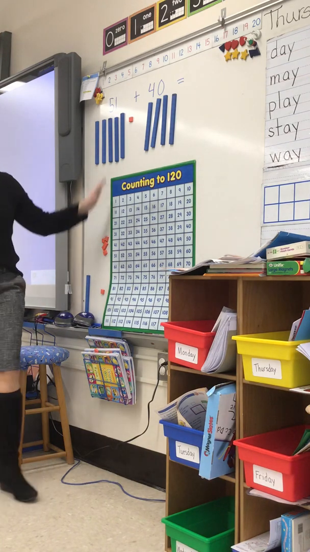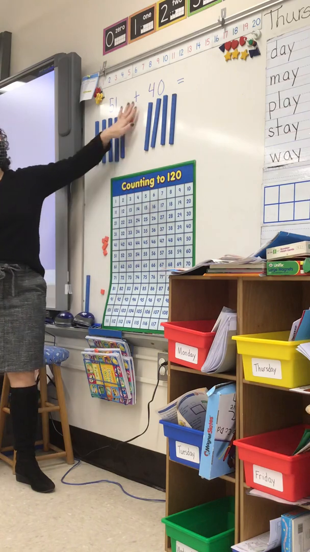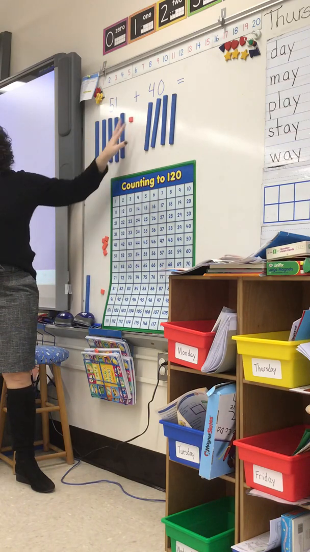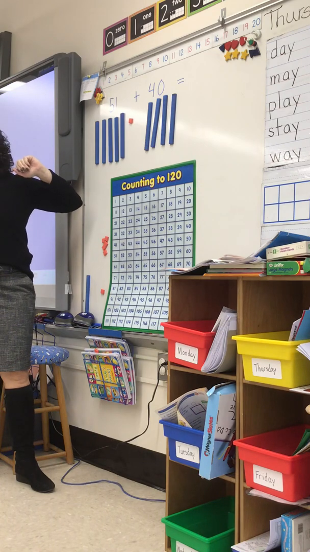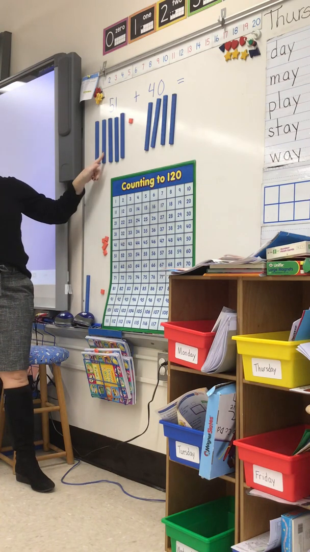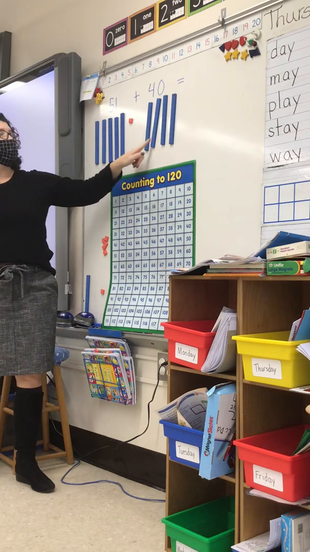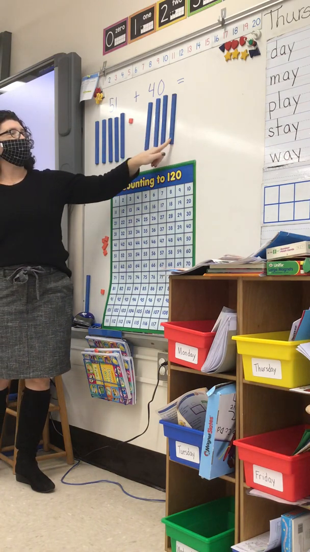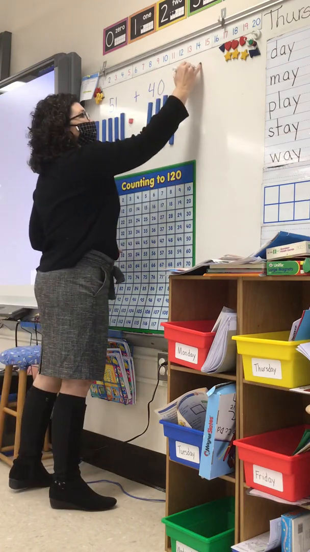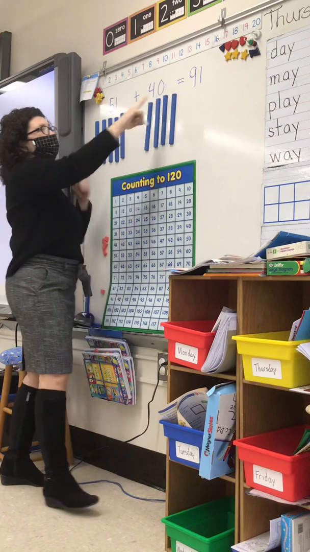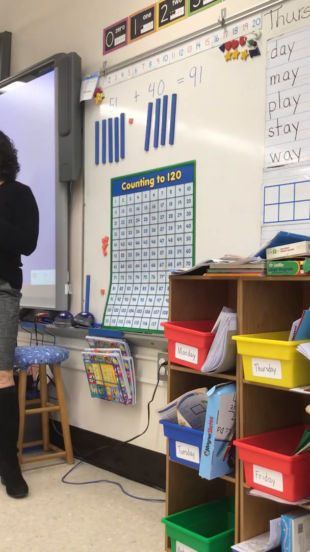Okay, now when we put these two groups together, we have the plus sign there. We're going to count the 10s first, then the 1. Everybody touch and count with me. Ready? 10, 20, 30, 40, 50, 60, 70, 80, 90, 91. So when we add 51 plus 40, we can get 91.